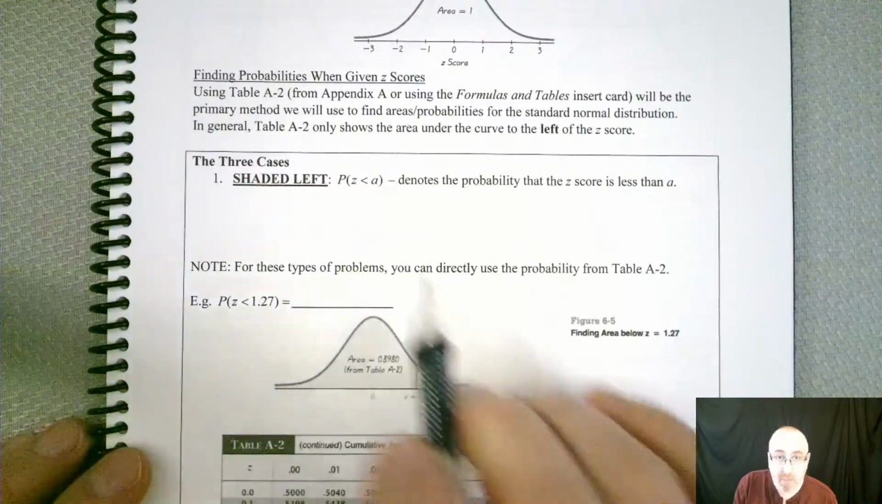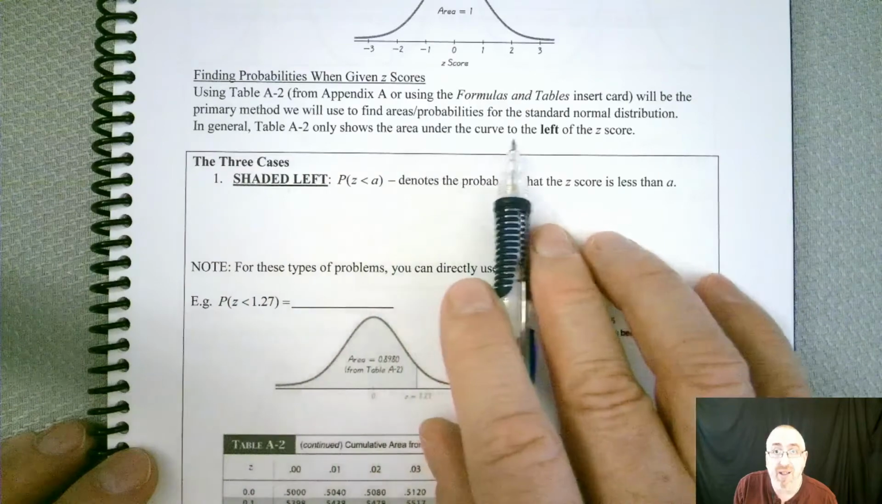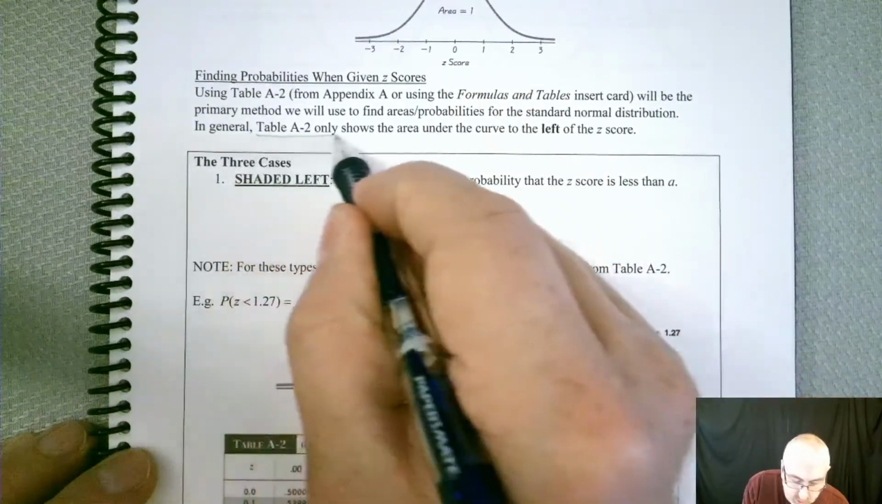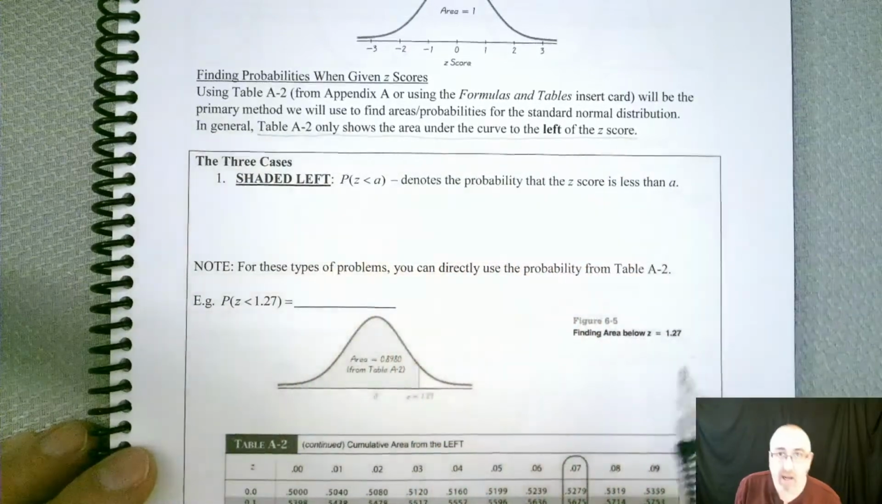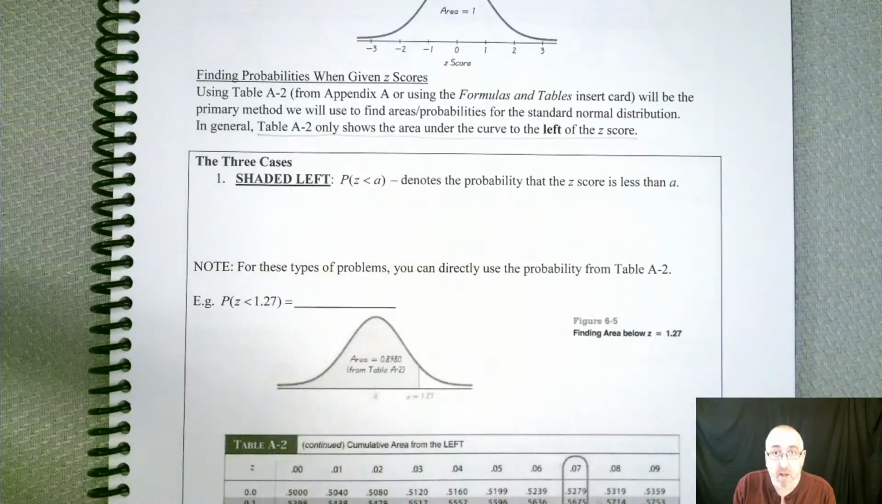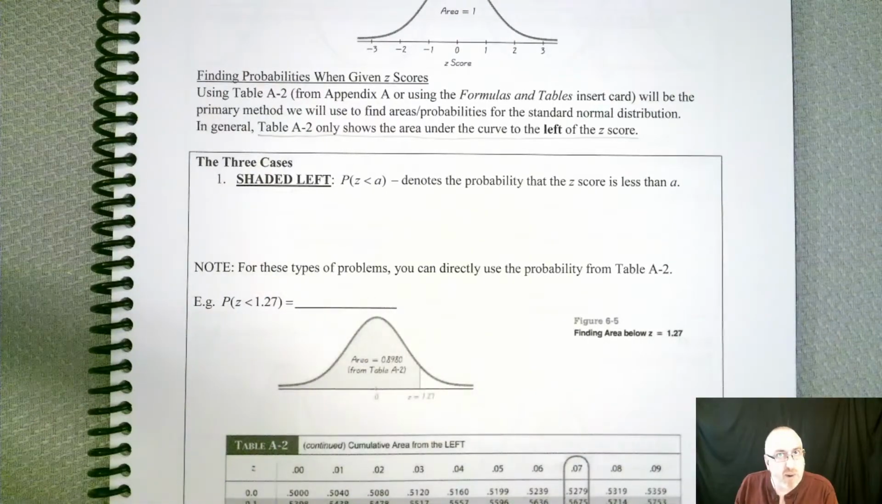Now, the one thing to keep in mind about table A2 is that it only shows area under the curve to the left of the z-score. Now, we're going to get to the z-scores and all that stuff as we go. But the big thing is the value in question, the table always looks to the left of it. So we're going to have to see how to manipulate it when we're talking about to the right or otherwise. So let's start with that first case. If it's shaded to the left, we can use the tables directly, and it's a nice process.